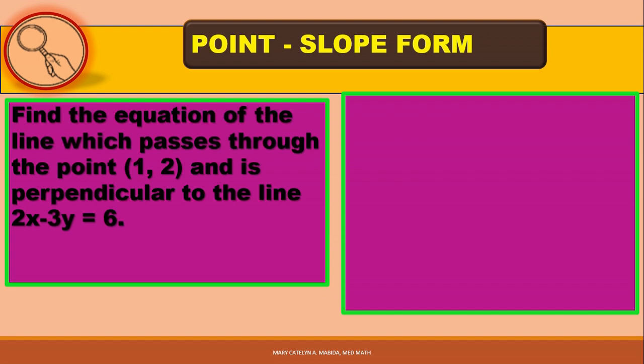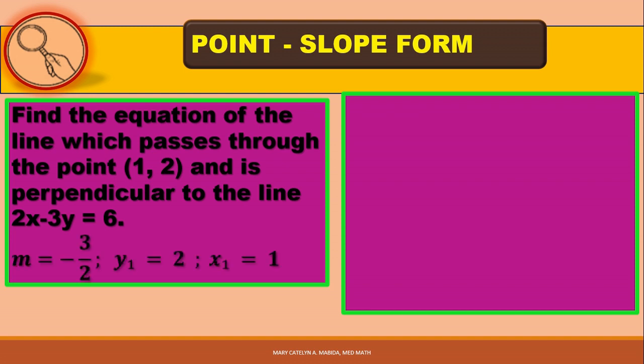Refer to example number 2. Find the equation of the line which passes through the point (1, 2) and is perpendicular to the line 2x minus 3y equals 6. In example number 2, we were able to get the value of the slope, which is 2/3. This time, you will be able to know that the slope of the perpendicular line of the equation is the negative reciprocal of the slope in the equation of example number 2.